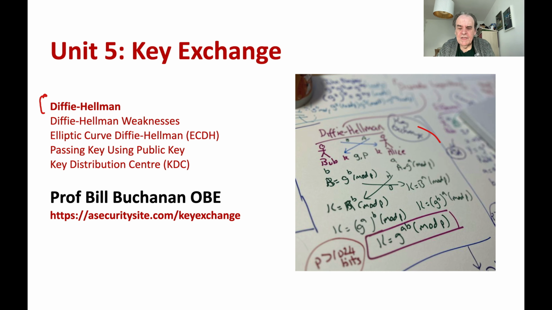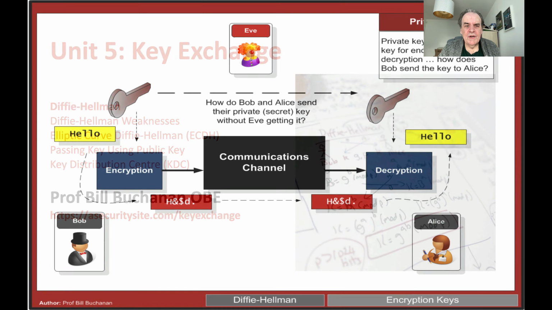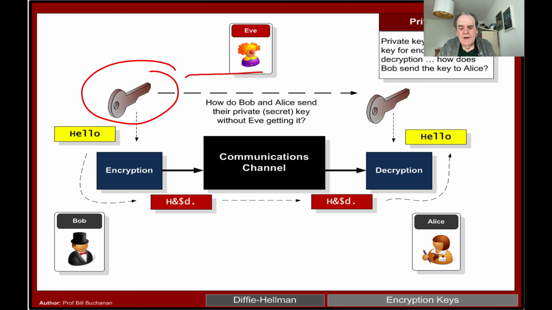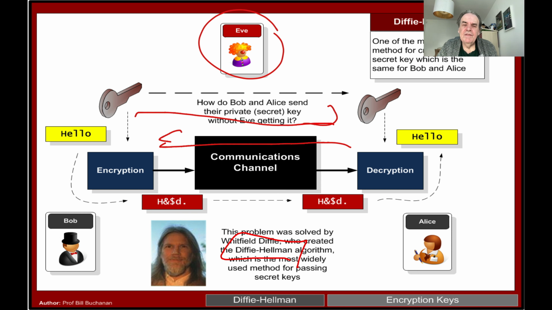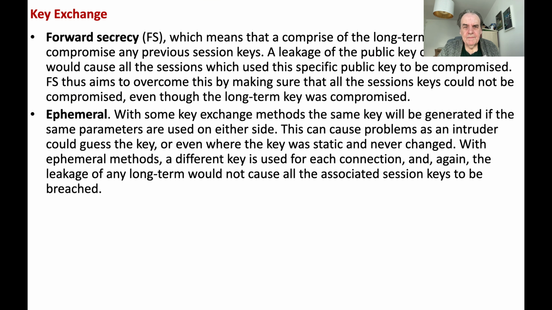So let's have a look at the basics of the Diffie-Hellman method and how it works. So the problem that we've got is how we get the key from Bob to Alice without Eve actually discovering it. And this was solved by Whitfield Diffie and Marty Hellman, and they created the Diffie-Hellman method and allowed Bob and Alice to openly communicate, and Eve listens to the communications and cannot derive within a reasonable time or within a reasonable cost the key that Bob and Alice have generated.